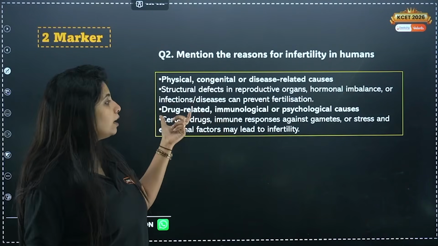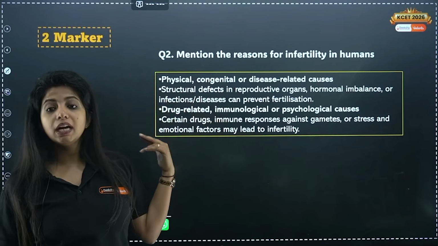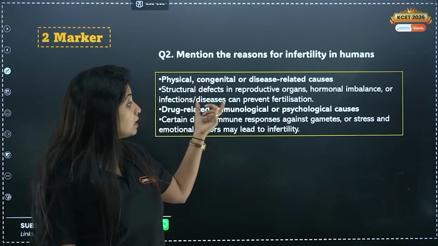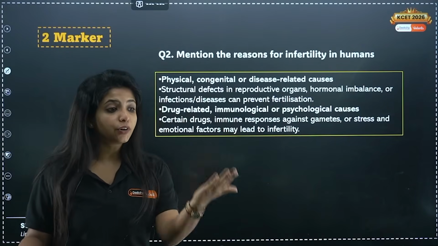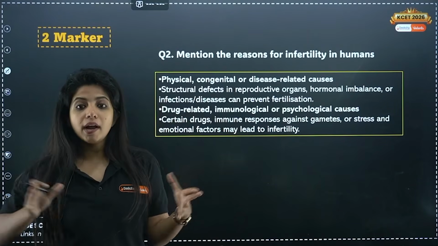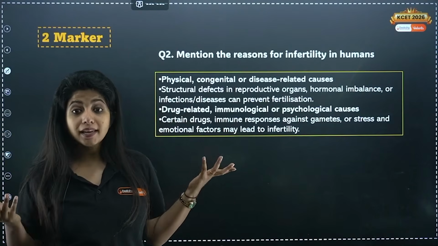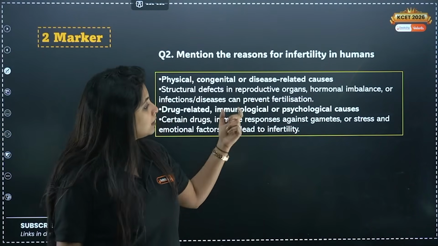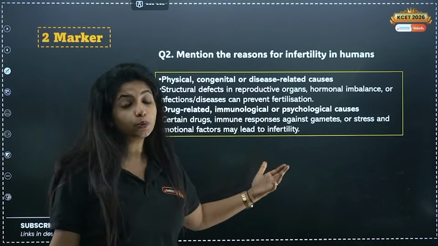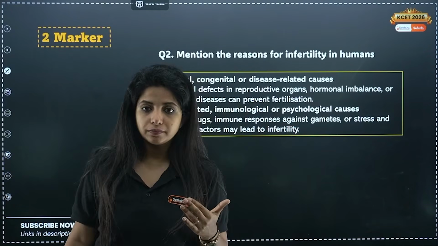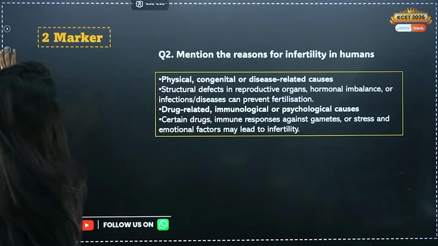Now you have drug-related causes. Certain drugs, my dear children, prevent fertilization. It can be immunological. For example, your body might not be able to recognize what is your cell and what is not, and hence goes ahead and kills all the cells out there. So it can kill the gametes in that particular case also. Then there are psychological causes, where emotional factors may lead to infertility. Okay, so these are the few things.